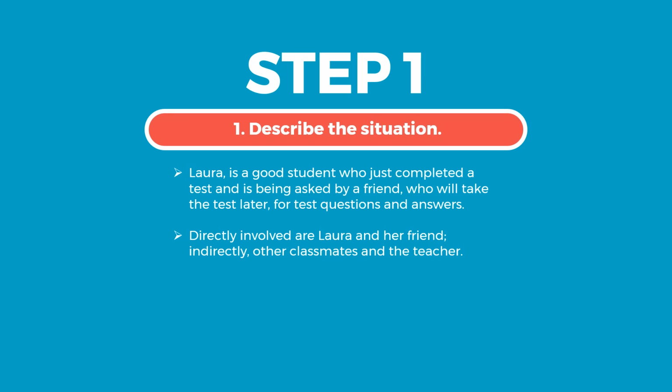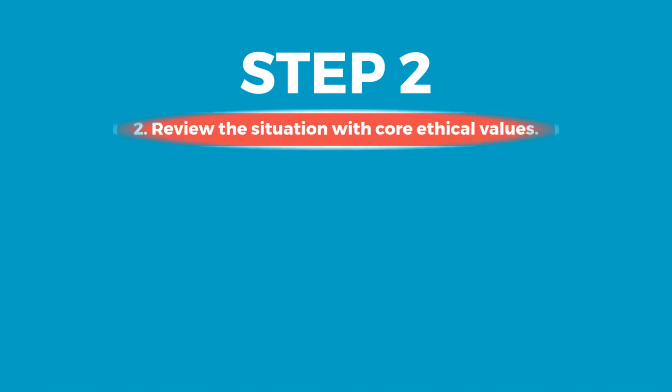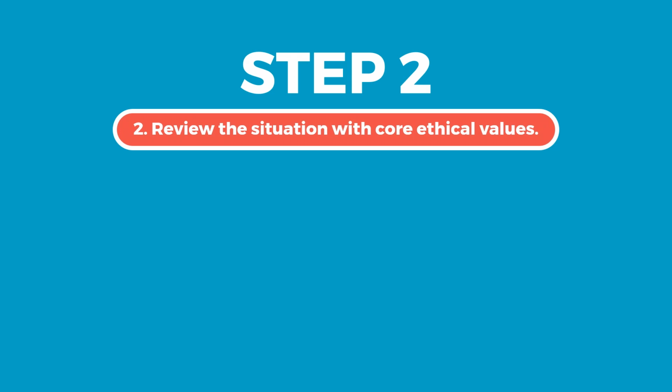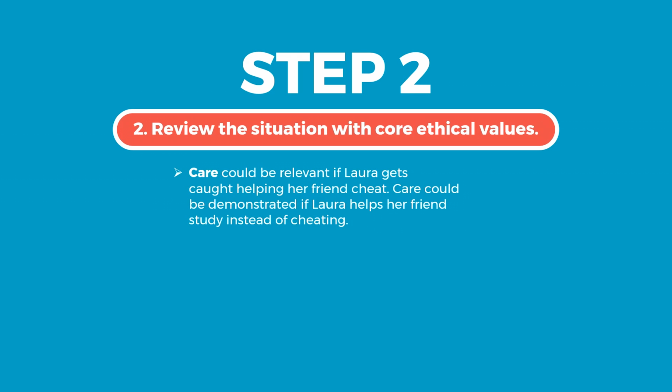We must practice achieving a clarity of this summary, as it will be essential in the application of core values to analyze the case. Step 2 is to review the problem with reference to core ethical values. We will apply some of Haidt's list along with reciprocity for this case. Beginning with care, a reasonable analysis could recognize that care is relevant to this case in multiple ways. Short-term and short-sighted care to help a friend cheat could harm both Laura and a friend if they were caught. However, care could be demonstrated to help a friend study without cheating.